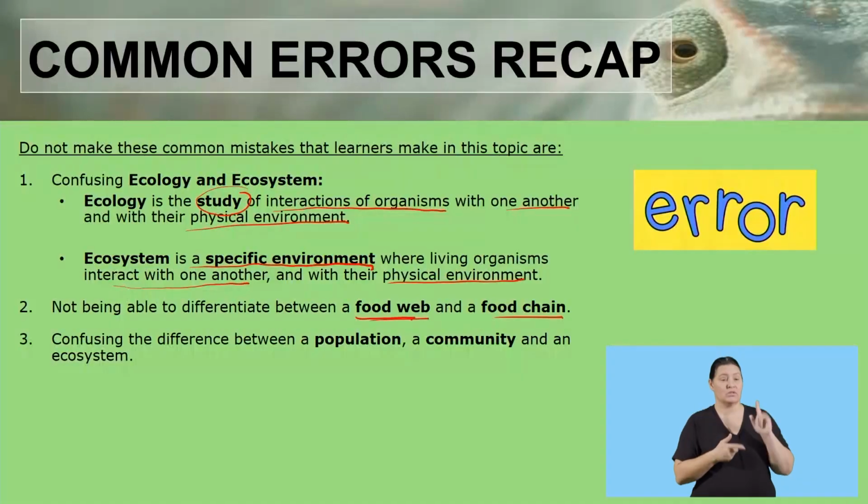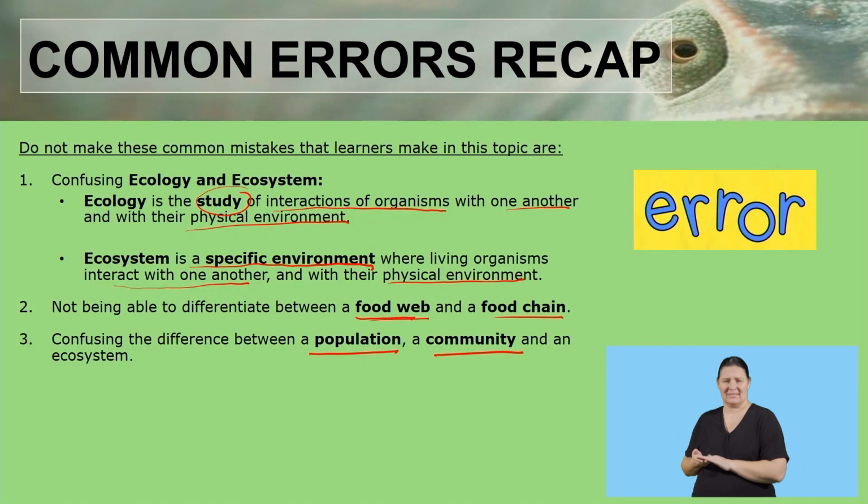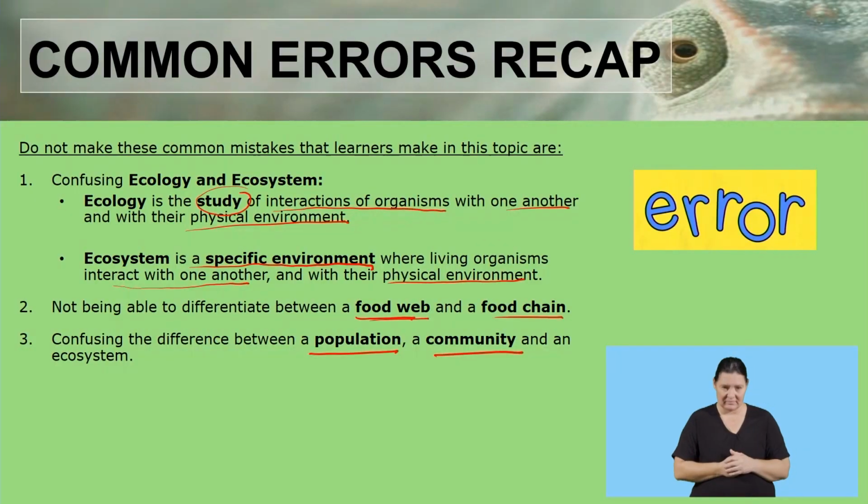Lastly, confusing the difference between population and community. If you remember well, a population is a group of organisms of the same species found in the same place and are able to breed with one another. Whereas a community is a variety of populations found in the same area, but in this instance they are interdependent on each other for survival. So this means that they need each other for nutrition, they need each other for other things. That is the difference between population and community.